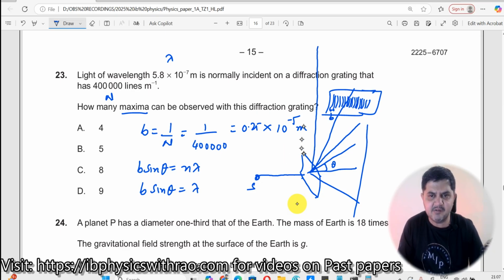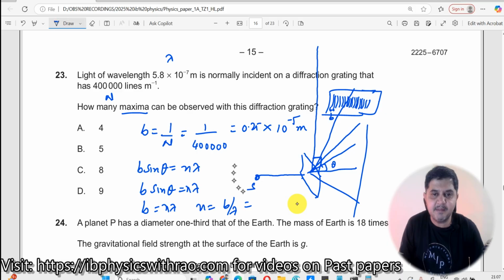89 degrees could be the maximum, but I'll consider this 90. So 90 degrees is your value of theta. The max value of theta could be 90. So I can put theta equal to 90 here, and thus I can now write b sin theta equal to n lambda. I missed the n here. So b should be equal to n lambda, or n should be equal to b by lambda.